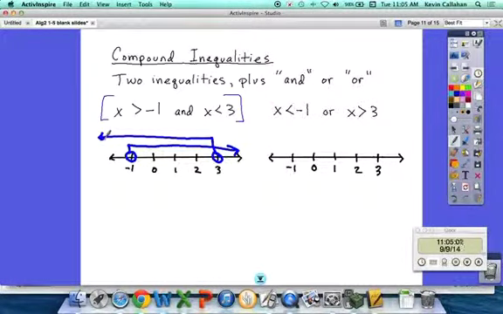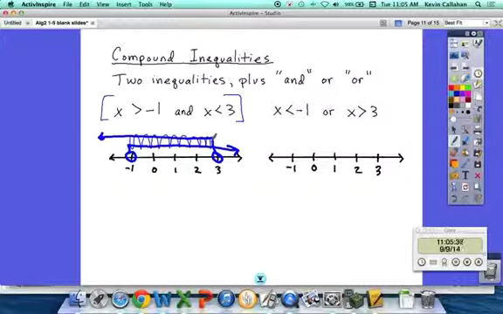Now, in order for the compound inequality, the whole thing, to be true, both of those statements must be true. Where do those two lines overlap? In between which two numbers? Between the negative 1 and the 3, you've got both lines, right? So that's where this thing is true. So you would say the solution is everything in between negative 1 and 3, not including the negative 1 and the 3.